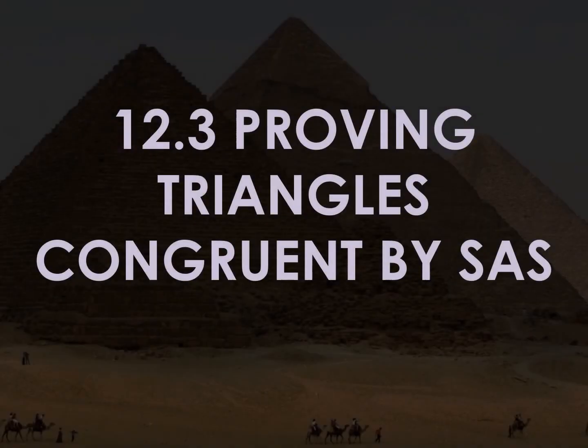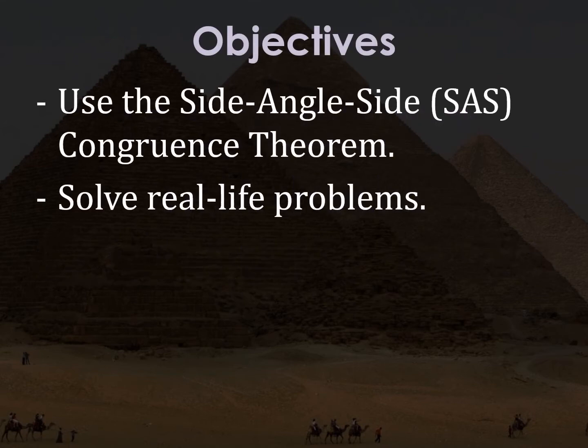Hello again, Math 1 students, and this is section 12.3, Proving Triangles Congruent by SAS. So today we're going to use the side-angle-side congruence theorem, and we're going to solve real-life problems. In other words, we're going to be doing quite a few proofs so you get the hang of how this is going to work.